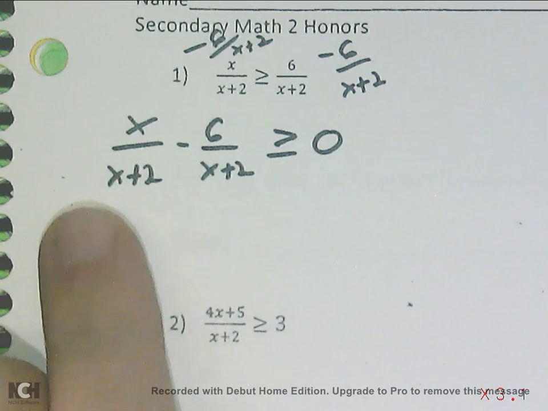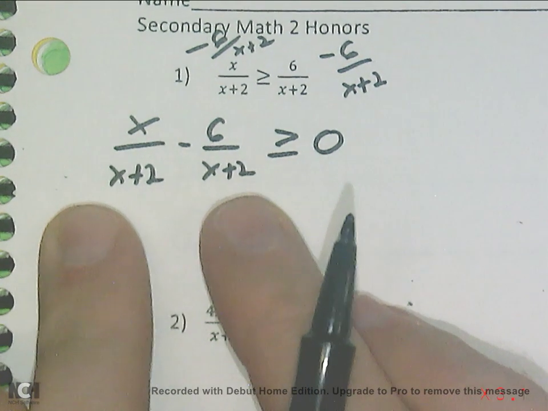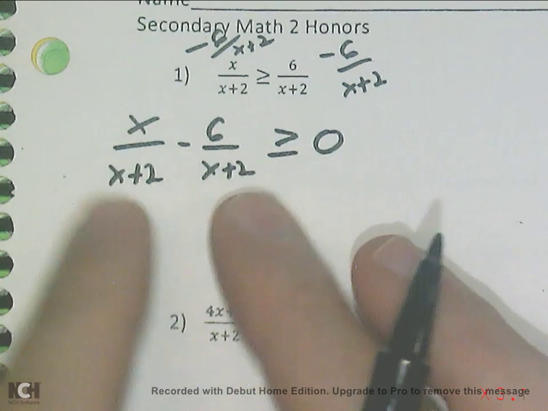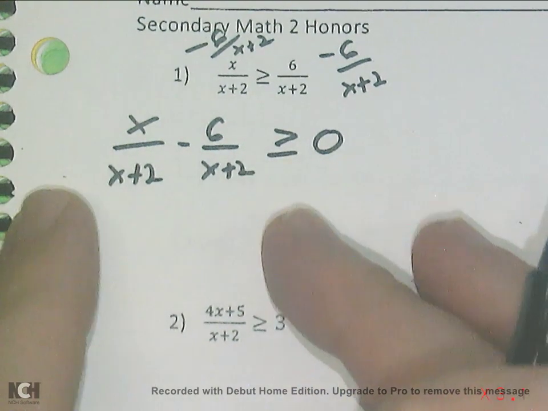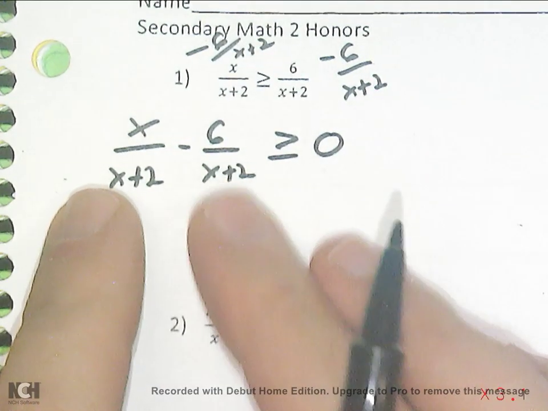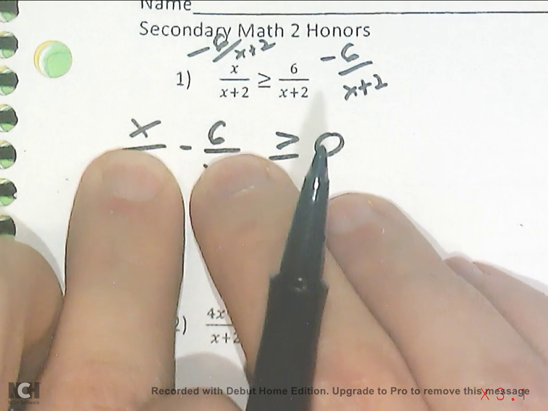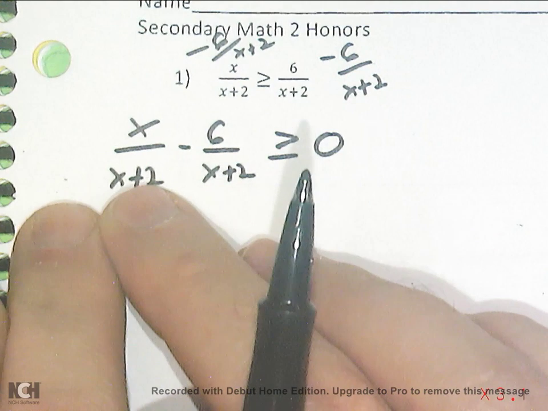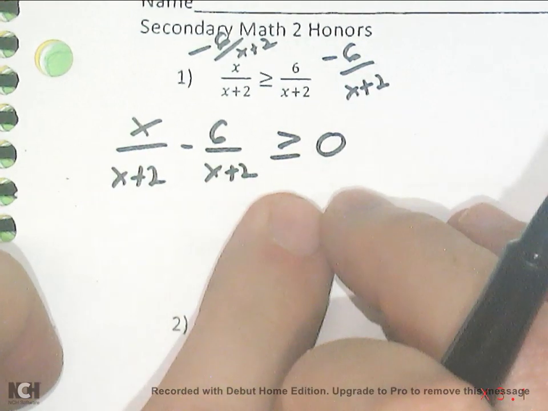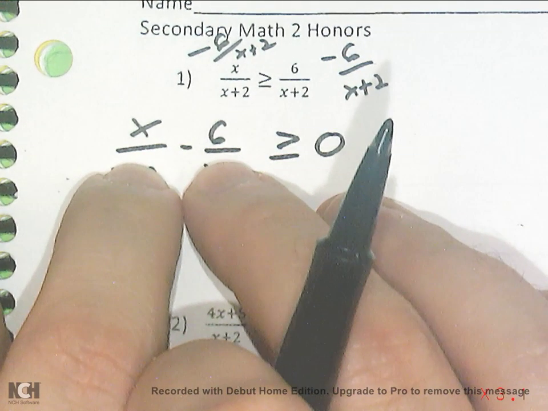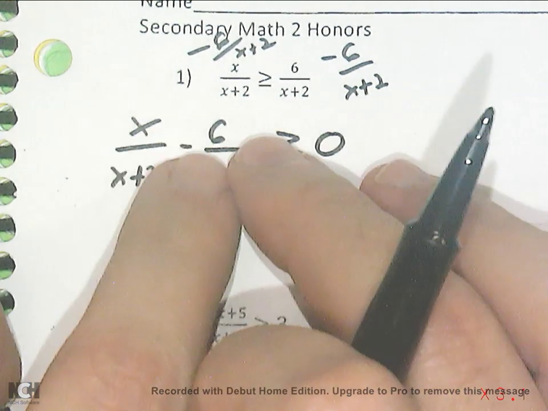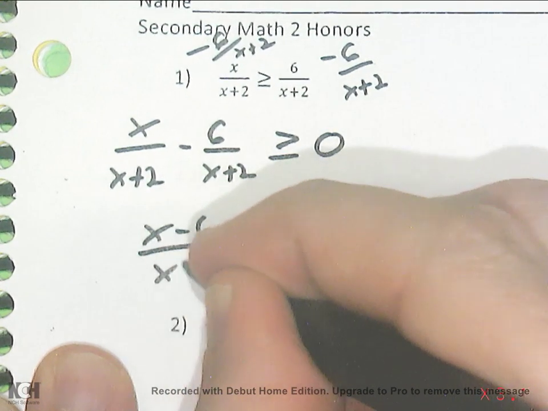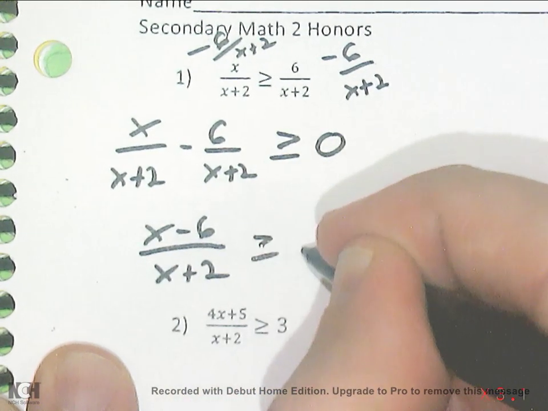Well, let's look at this. In order to combine fractions, they need to have the same denominator. These do, in fact, have the same denominator, so we're going to combine them. When we combine them, all we're doing is combining everything on the top. The bottom will always stay the same. You don't do x plus 2 plus or minus x plus 2. The bottom stays the same. You're just combining the tops. So we'd have x minus 6 over x plus 2, greater than or equal to 0.